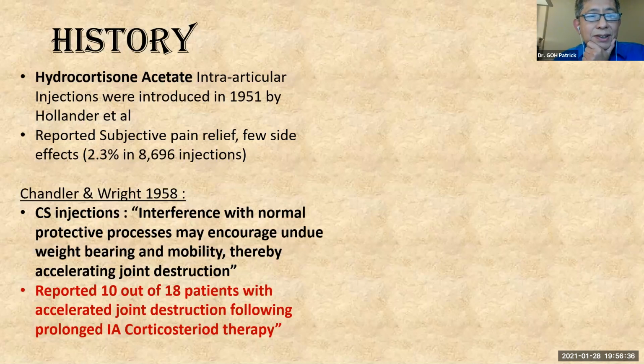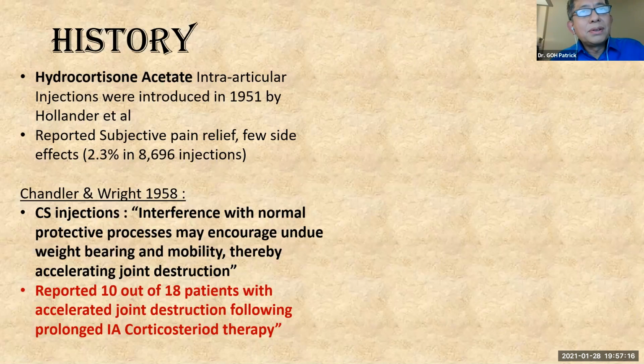But about 8 years later, Chandler and Wright talked about interference with normal protective processes. Their contention from a study of 18 patients, 10 out of the 18, they noticed had accelerated joint destruction following prolonged intra-articular corticosteroid therapy. And that was being given 1 injection per month. And what happened was they thought that it was because they felt better and therefore they were able to do more things and load their joints more, and that encouraged undue weight bearing and mobility and accelerated the joint destruction.